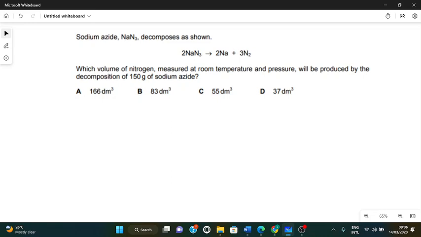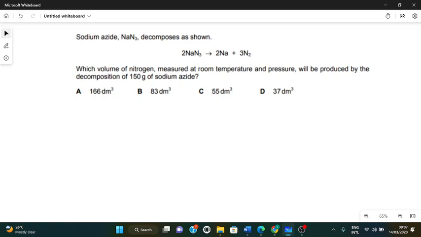1 mole of any gas occupies a volume of 24 dm³ at room temperature and pressure. We call it the molar volume of gas. 1 mole of any gas occupies a volume of 24 dm³, so 2 moles occupy 2 times 24, and 3 moles occupy 3 times 24.